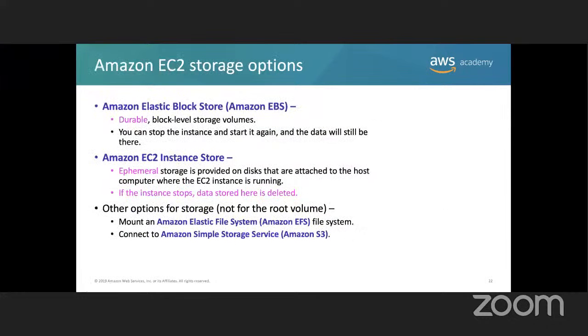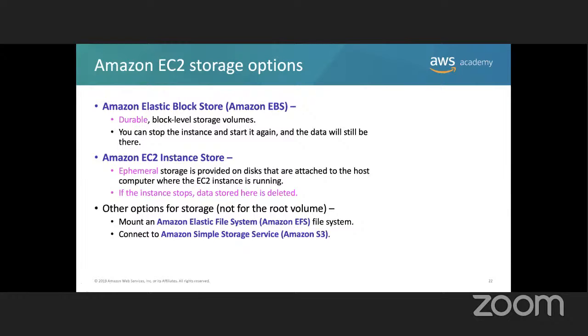So you can have Elastic Block Store, a durable block level storage volume. You can stop the instance and start it again, and the data will still be there, not a problem. But when you have instance store, which is ephemeral storage, it is provided on disks that are attached to the host computer where the EC2 instance is running. Okay? That's instance store.